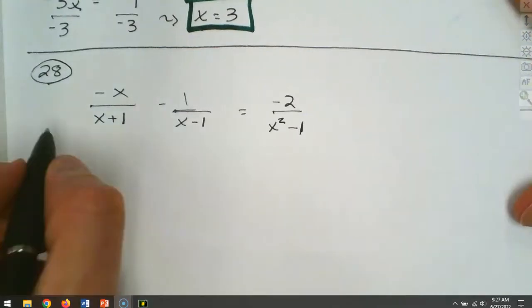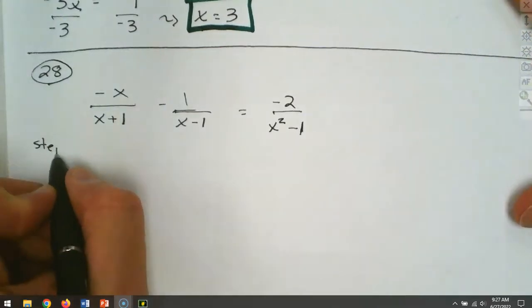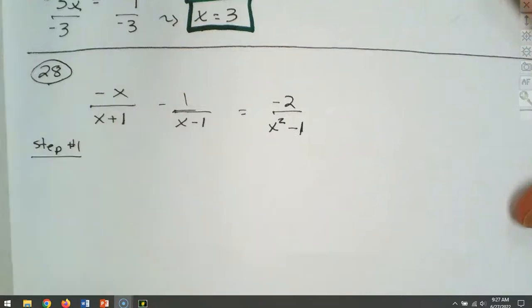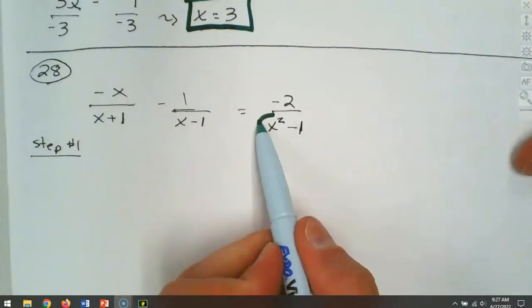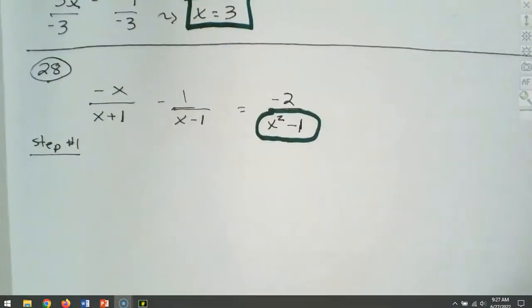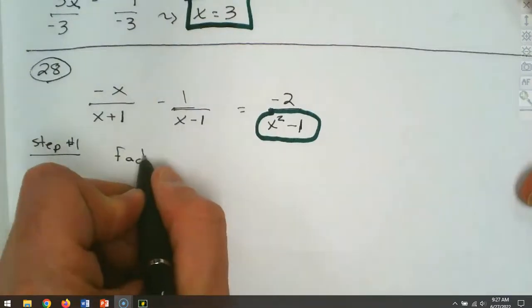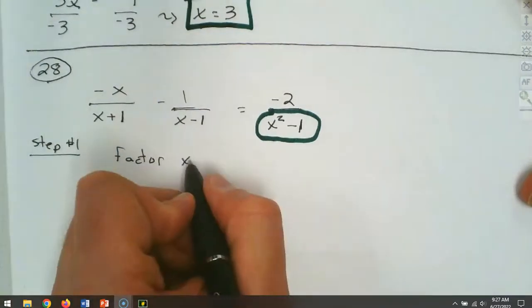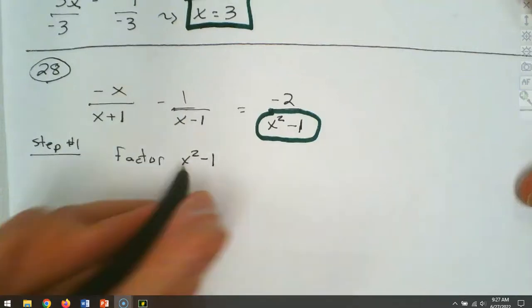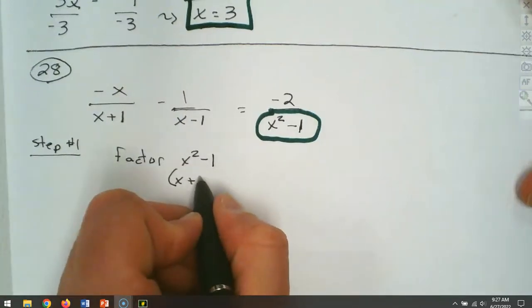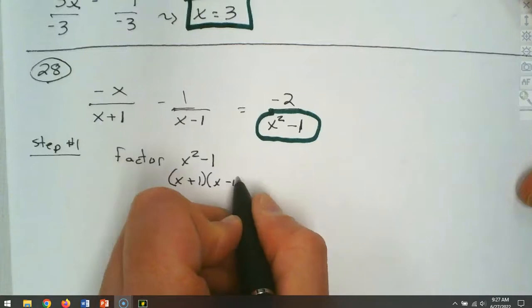Okay, so we're going to be on step 1. And when we look at step 1, there's only one thing that we need to factor first, and that's this. And we just did this a moment ago. So let's factor x squared minus 1. And that's a difference of squares, right? And that's x plus 1, x minus 1.